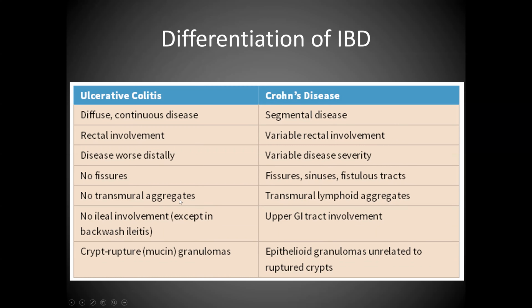The lack of any transmural inflammation, although this is not something you're going to be able to detect on biopsy, and the presence of adventitial serosal lymphoid aggregates. And then upper GI tract involvement, terminal ileal involvement is the norm with Crohn's disease and not with ulcerative colitis. The granulomatous inflammation is only due to crypt rupture, whereas epithelioid granulomas may be present unrelated to crypts in both the submucosa as well as the adventitia and regionally draining lymph nodes.